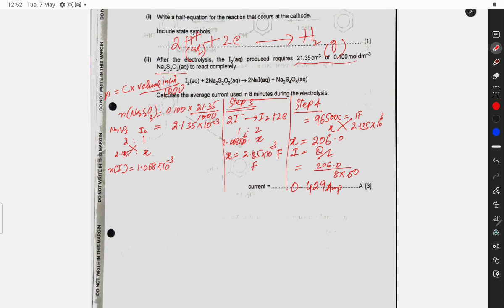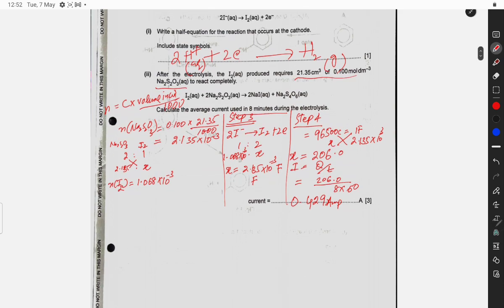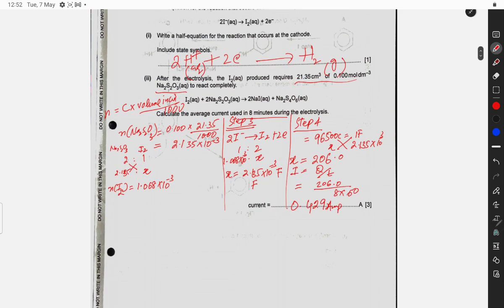So by using the mole ratio we get moles of iodine. 2:1 to 2.135, ratio x, and moles of iodine is 1.068 into 10 raised to the power minus 3. So this is step 2. This is now step 3.